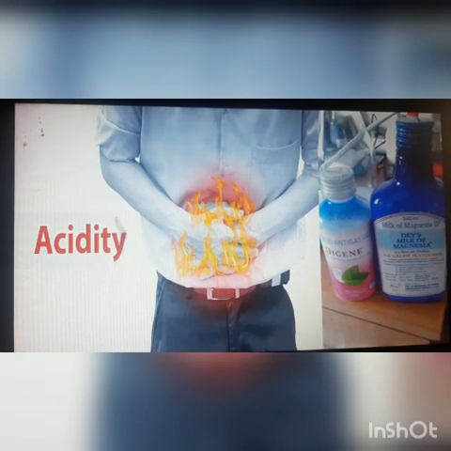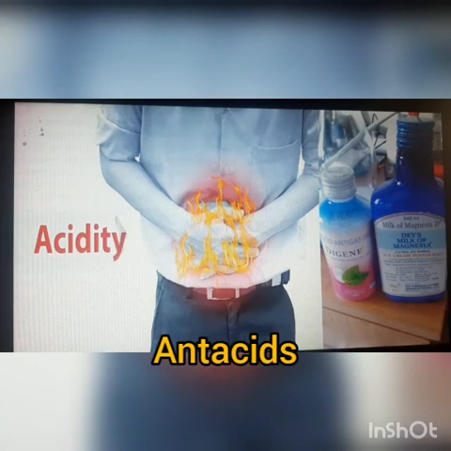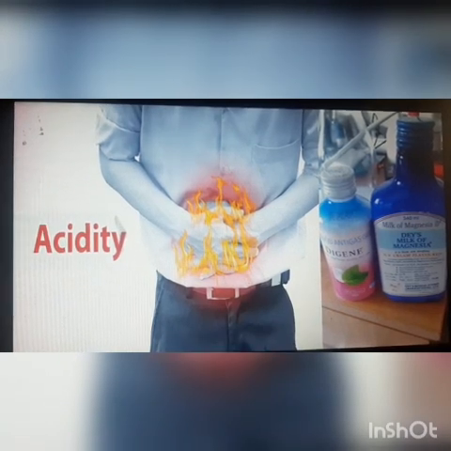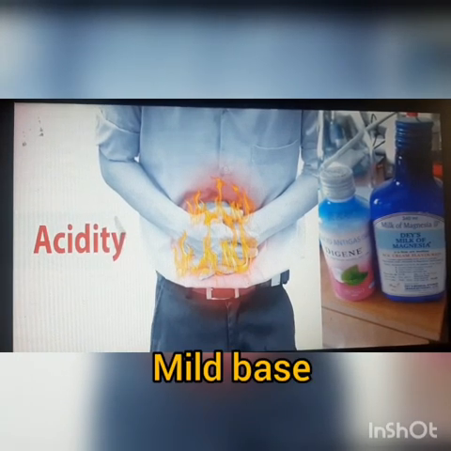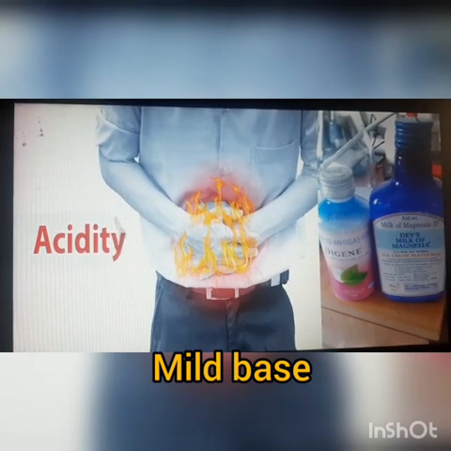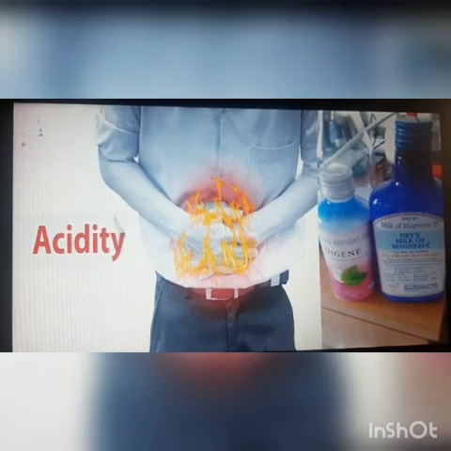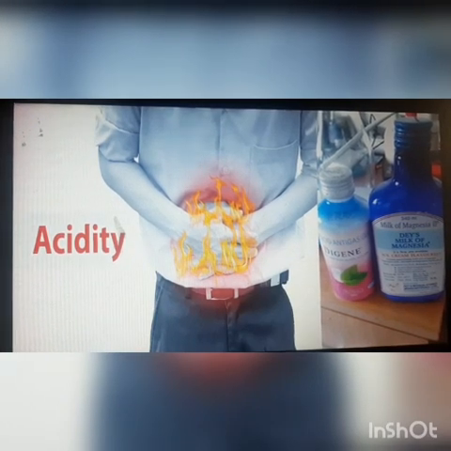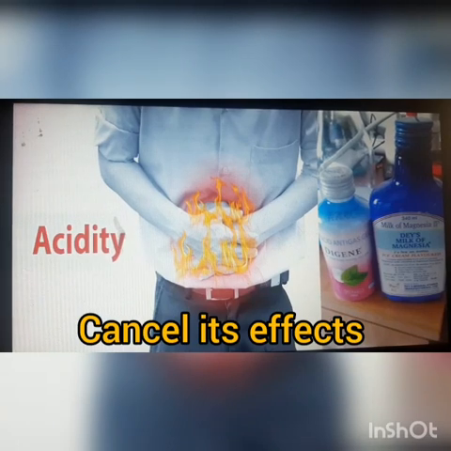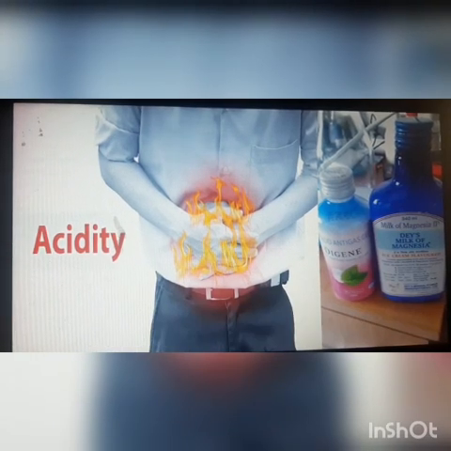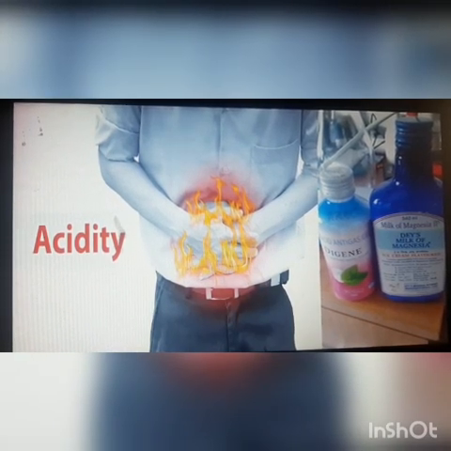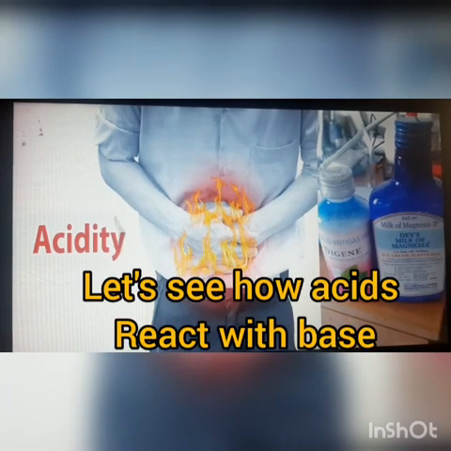Do you know what kind of medicine these are? Yes, they are antacids. They mainly contain a base. When you have acidity, students, the excess acid formed in your stomach causes uneasiness. And when you take these antacids or a mild base, they cancel the effect of each other. That's why you get relief. Now let's have a look at how this happens.